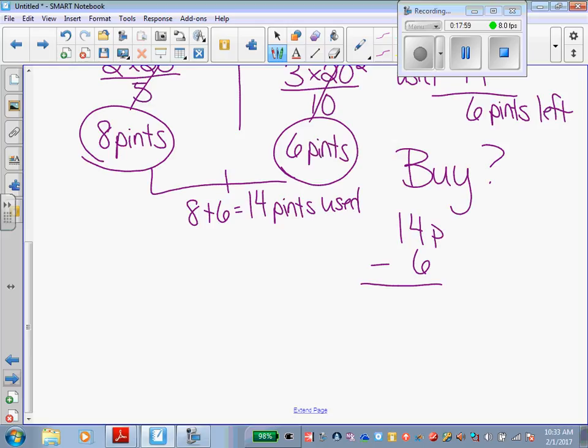So 14 pints needed minus the 6. What does the 6 represent? How much she has left right now. So she has 6 pints left. And so then 14 minus 6 is what? Talia? 8. So she has 8 pints that she needs to buy.